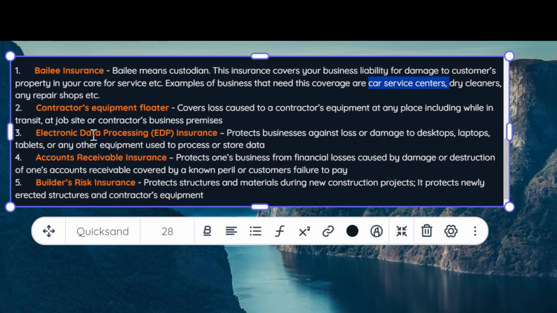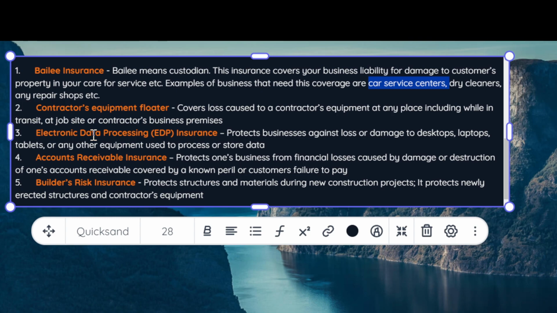Pretty interesting, right? And the fifth type we are calling out here is builder's risk insurance. This is more straightforward: it protects structures and materials during any new construction project. It protects newly erected structures and contractors' equipment and other things at a new construction site, right? And again, you can cover all those things if you own a builder's risk insurance, which is another type of inland marine insurance. Similarly, there are a few other types as well.